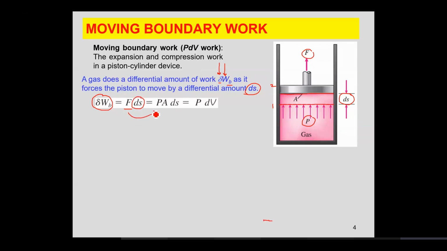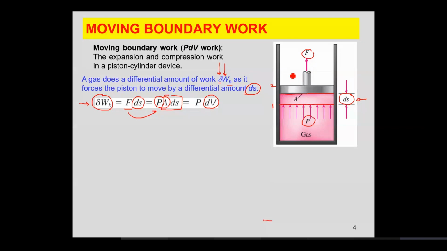And force is nothing but pressure times area. We can take the pressure P because you assume the system to be in equilibrium, or you assume the process to be a quasi-static process. And A times ds is nothing but the differential change in volume. A is constant, ds is the distance moved by the piston. So A times ds is the differential volume change. Now, this is the differential work done as your piston moved a very small distance of ds.